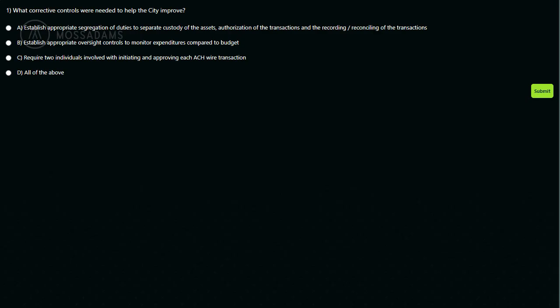All right, thank you, Keith. So yes, our first polling question is, what corrective controls were needed to help the city improve? And there are a few different options of controls listed below, and then also D, all of the above. And we will give you a few moments to respond. Please click the button next to the answer you choose and hit submit. And if you can't see the submit button, please just enlarge the slide area.